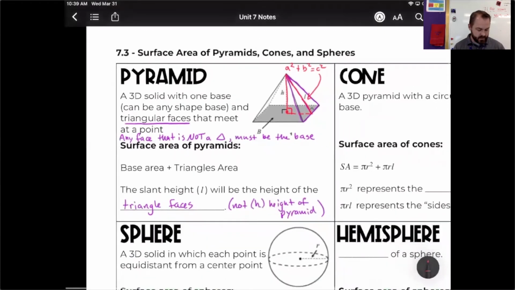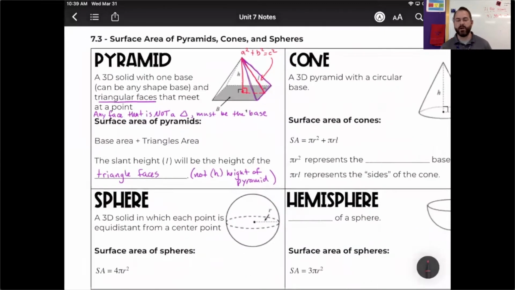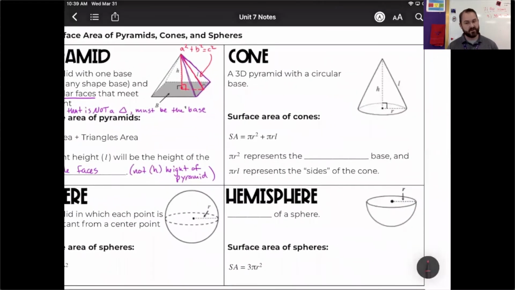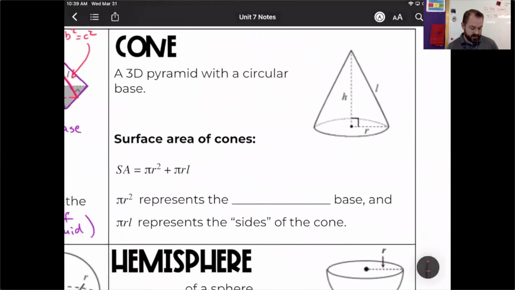Well, if I have a pyramid where the base is not a polygon, but the base is a circle, it's not called a pyramid anymore. It's called a cone. A cone is a 3D pyramid with a circular base. It's a specific kind of pyramid with a circular base. And again, it's just the area of that base shape, which in this case would be a circle, which is where we get this part of our formula.